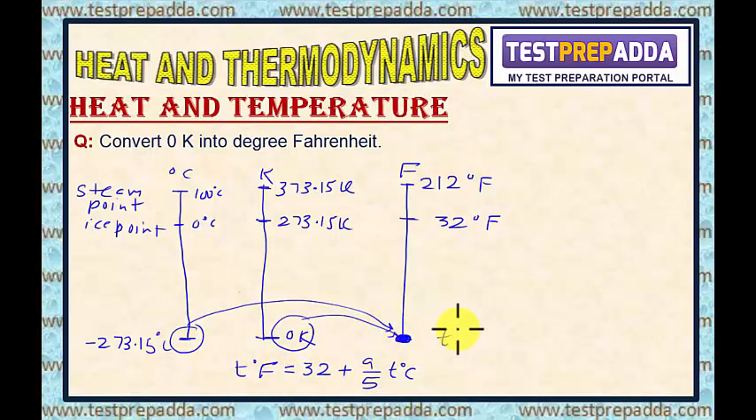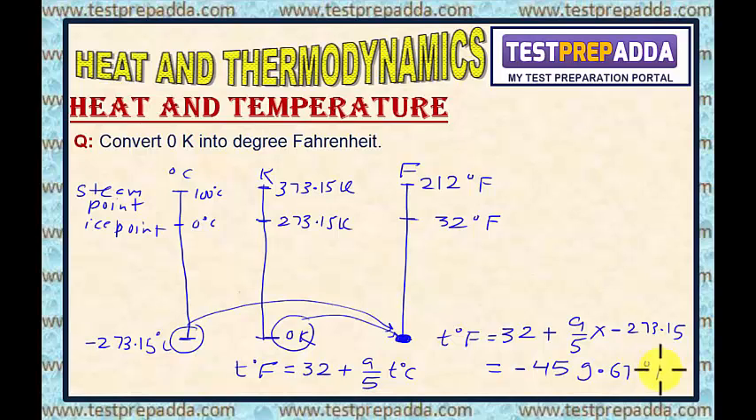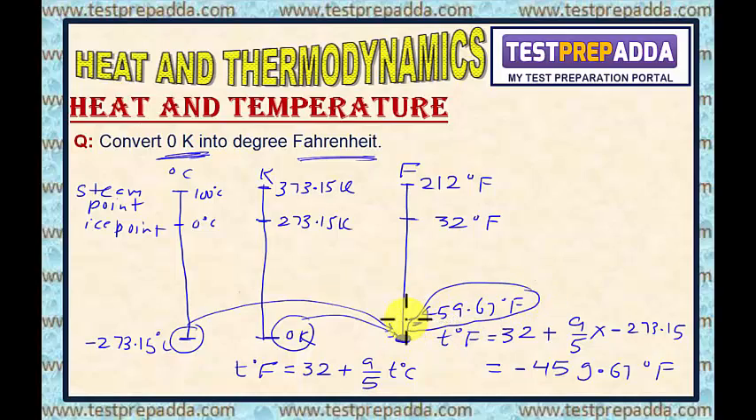So temperature in Fahrenheit at minus 273.15 will be 32 plus 9 by 5 into minus 273.15, and this value comes as minus 459.67 degree Fahrenheit. So what can we say? 0 Kelvin when converted into degree Fahrenheit is minus 459.67 degree Fahrenheit. My point is clear?